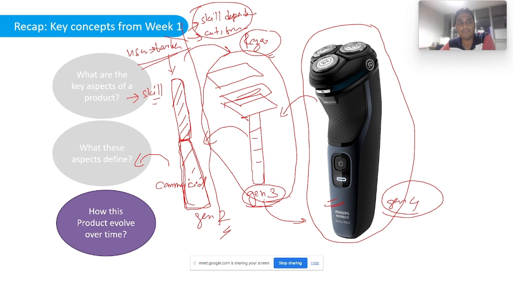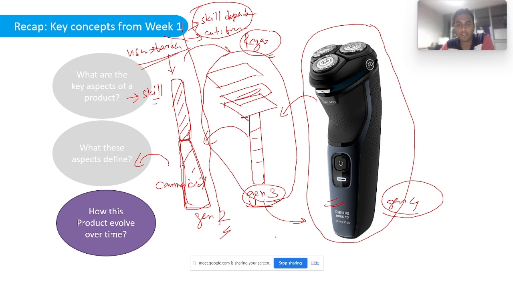I believe it's providing more functionality, because the generation 3 product has just the main core functionality to remove all the hair, right? But generation 4 provides more feasibility: you can remove all the hair, it provides more safety when using the product, and it provides some customization as well, like blade 1, blade 2, blade 3, so it adjusts the length of the hair.